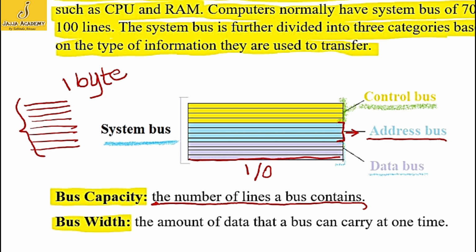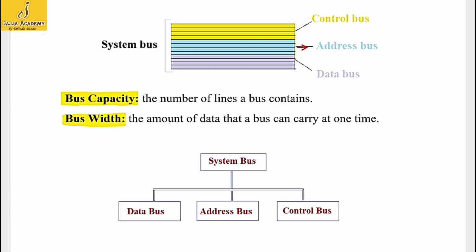And the second feature is bus width. The amount of data that a bus can carry at one time is called the width of a bus. Usually we represent this concept with this diagram that simply tells the system bus is divided into three categories or three types: data bus, address bus, and control bus.